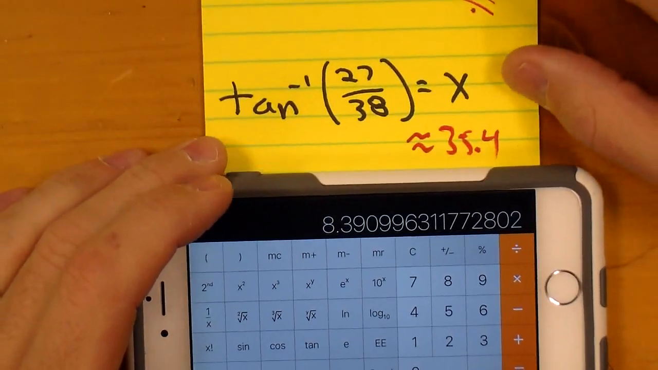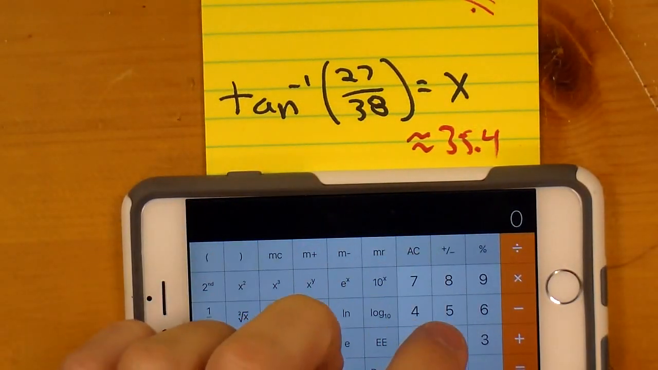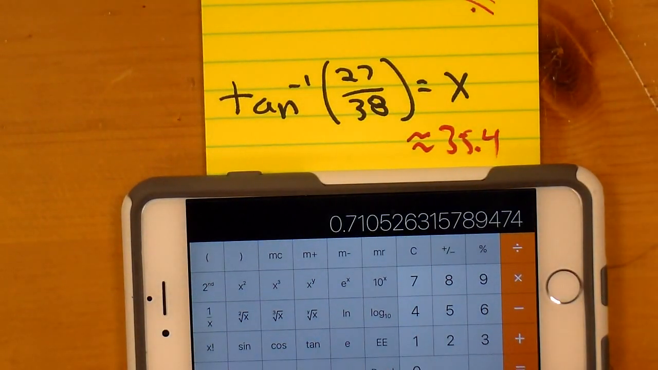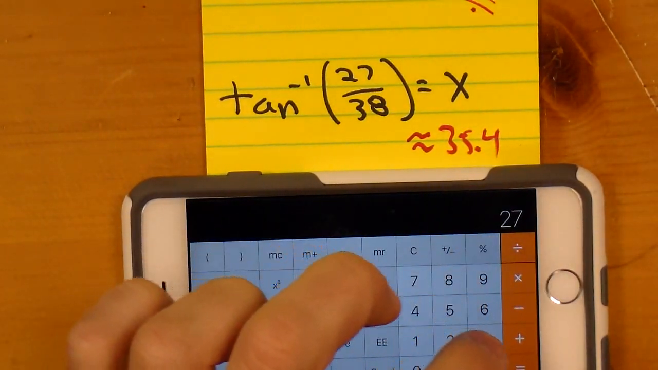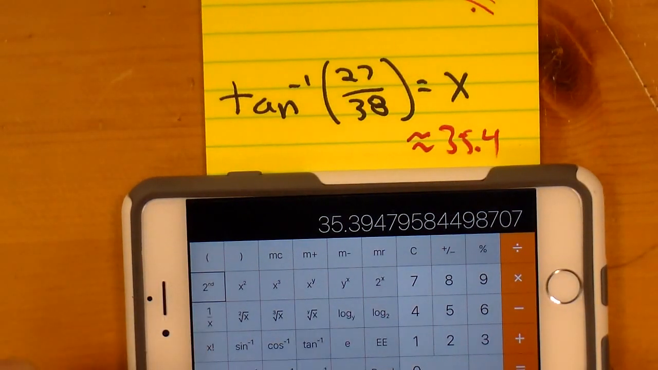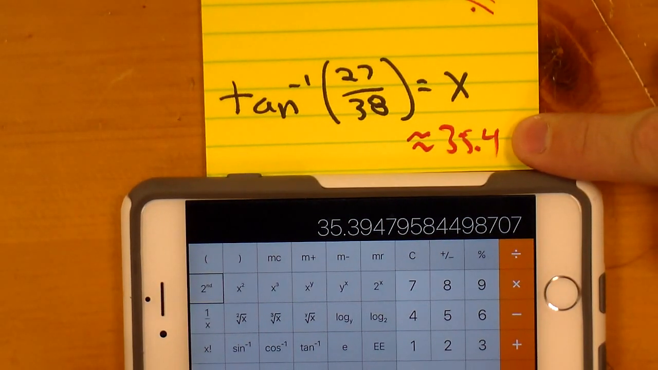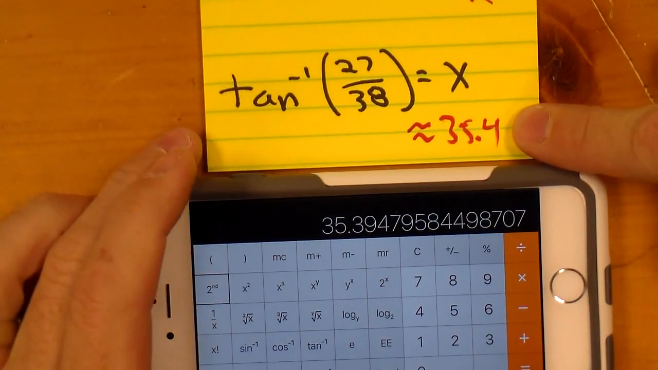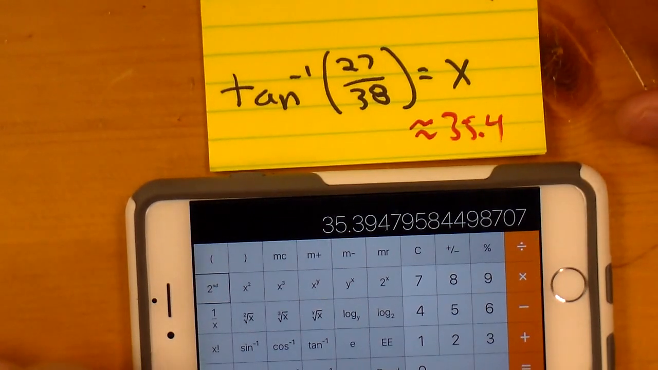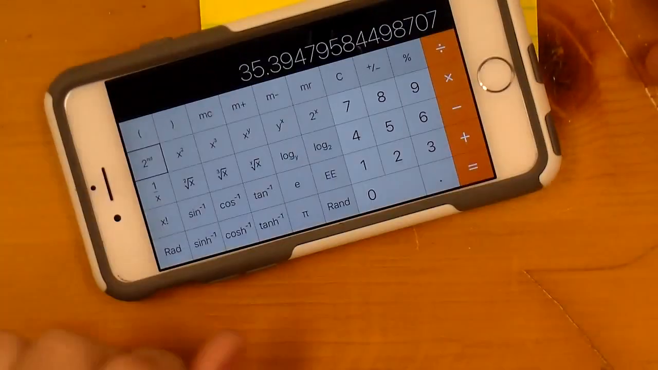That one works. And then the last one, 27 divided by 38 equals, get the decimal of it. And then you're going to go second tangent, and it comes out to be about 35.4. So that one works as well. So that's how you use your different variety of calculators for that. You can now solve, and if anything, you've learned what the rest of the buttons on your calculator are for.